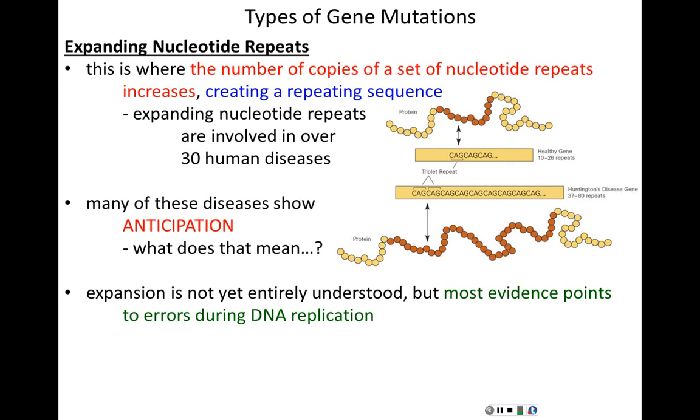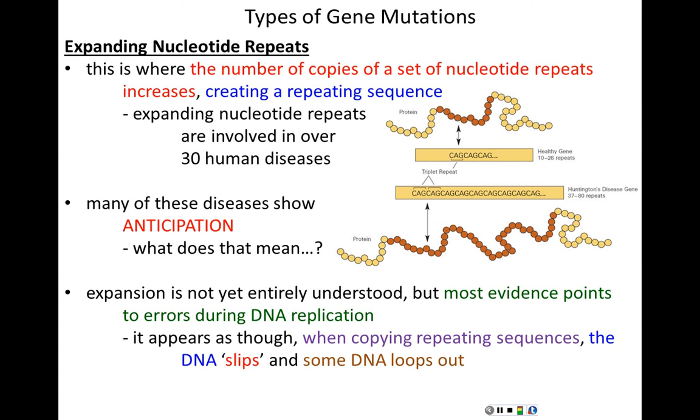So these expanding nucleotide repeat mutations and syndromes show anticipation because the repeats tend to grow with generations, and the growing repeats tend to lead to either more severe disease or earlier onset of disease. Expansion is not yet entirely understood, but most evidence points to errors that occur during DNA replication. We won't go too much into this because we really didn't talk much about DNA replication.